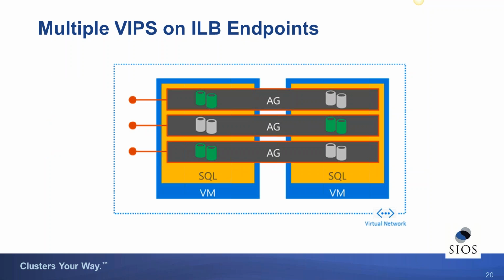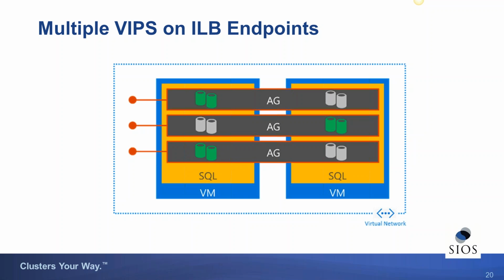And the final feature I want to talk about before we jump into a quick demo here is multiple VIPs on ILB endpoints. This was announced at Ignite, and I was really excited about it because one of the pictures included as part of the announcement showed the ability to have multiple availability groups deployed in a SQL cluster with multiple availability group listeners.